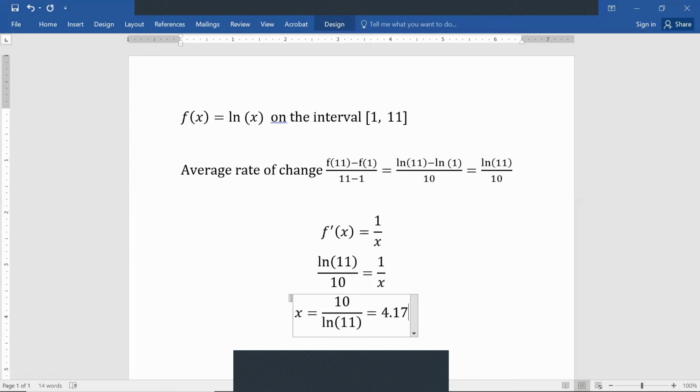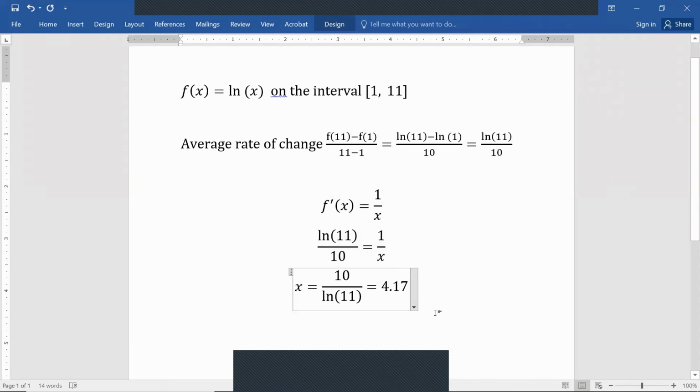Most likely in Moodle, it'll ask you to plug in your answer rounded to a couple of decimal places. Be careful that you don't round this to a couple of decimal places before, because then that would throw off your answer. This example shows us that we can find the c in the mean value theorem for lots and lots of different functions, not just polynomials.